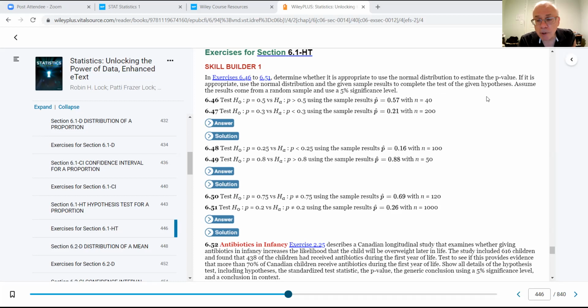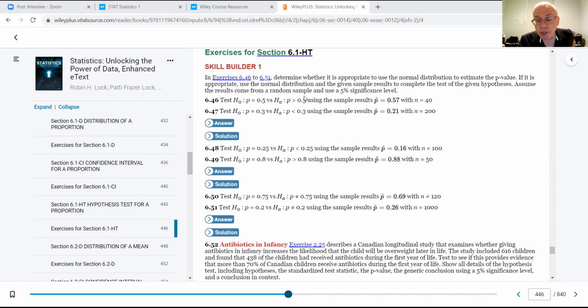We're going to do an actual hypothesis test here. So step number 1 is the null and alternative hypothesis, but they give it to you. So lucky you. In this particular problem, 6.47, they tell you the null hypothesis is that p, the population proportion, is equal to 0.3, and the alternative is that p is less than 0.3. So this is going to be a left tail test. We have to make sure the assumptions are met.